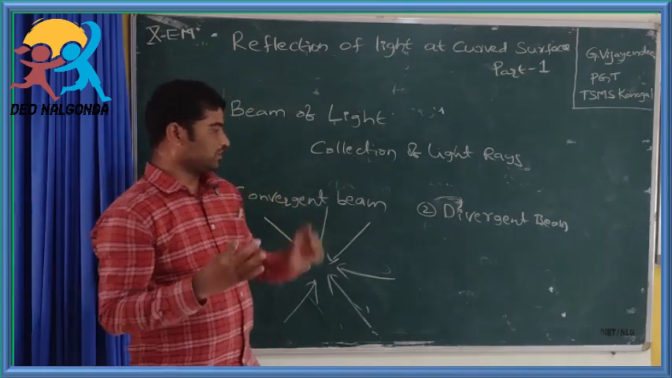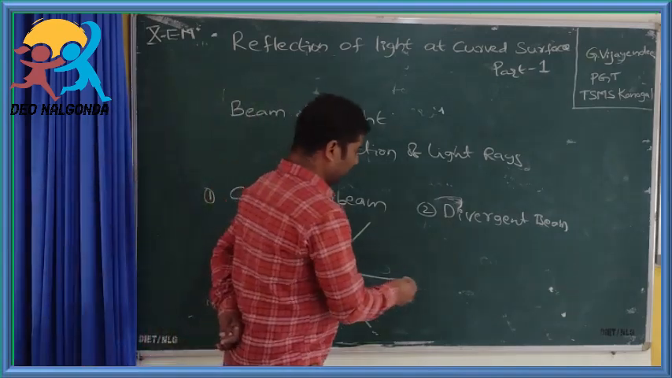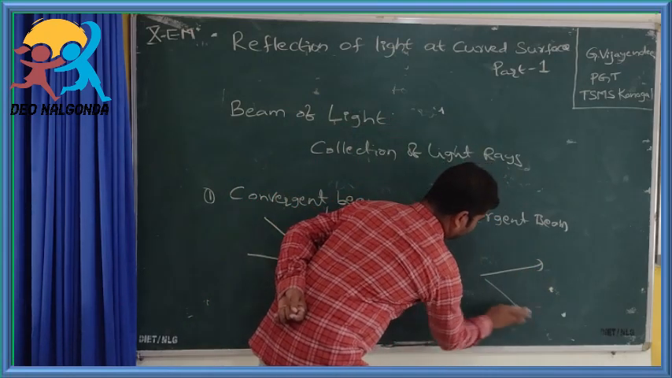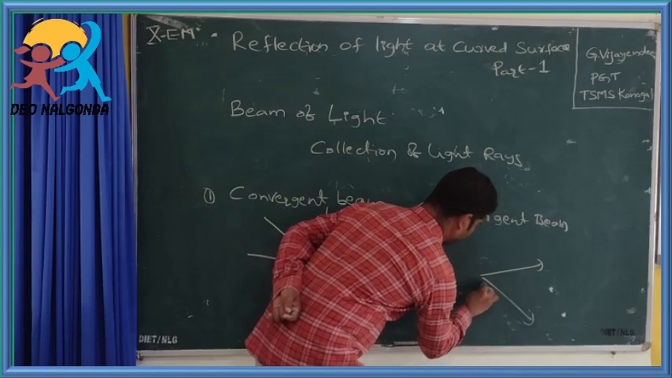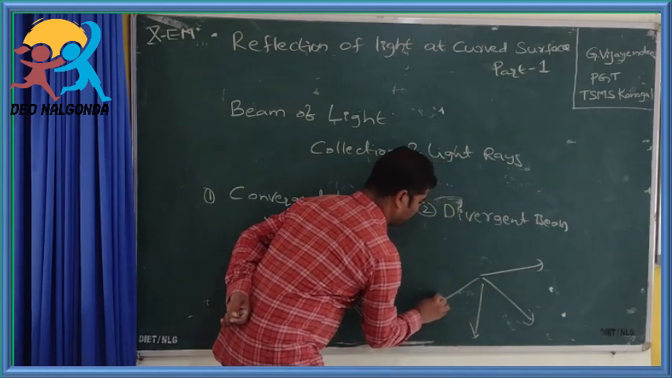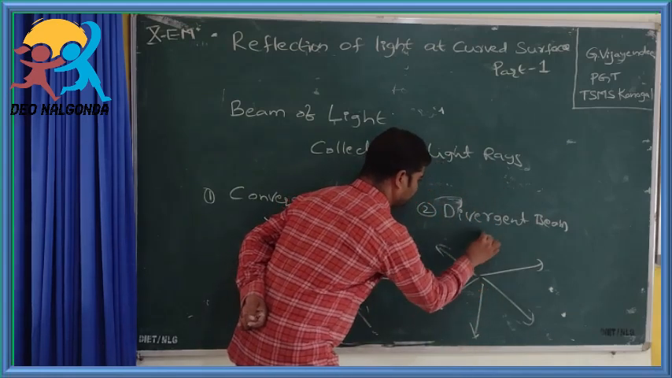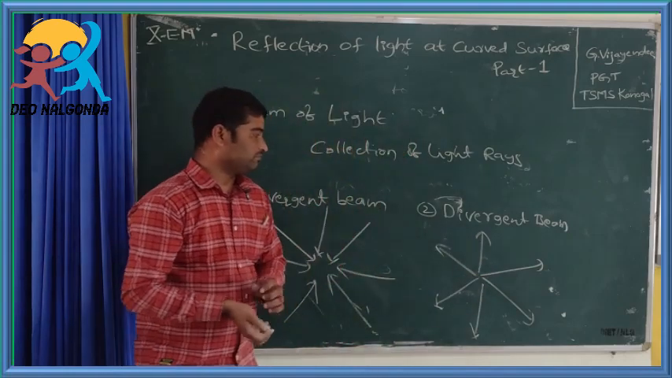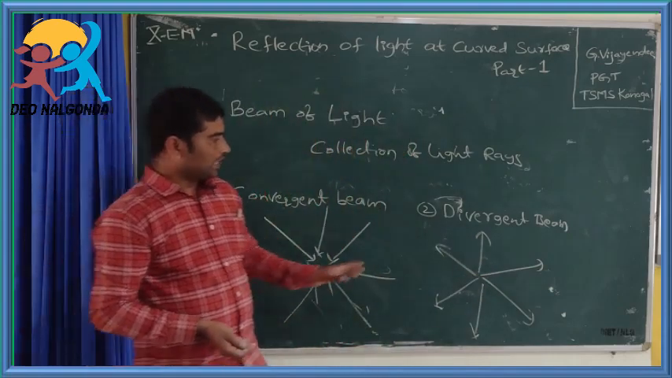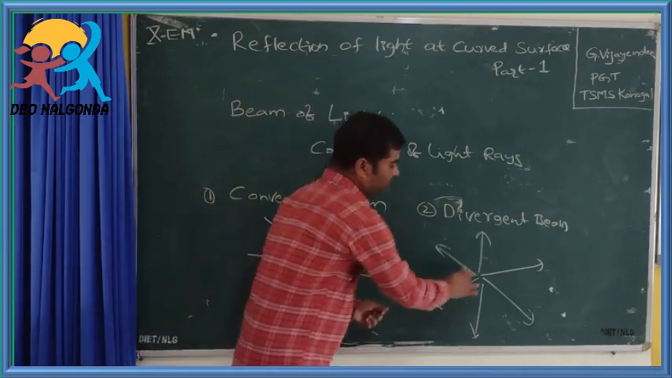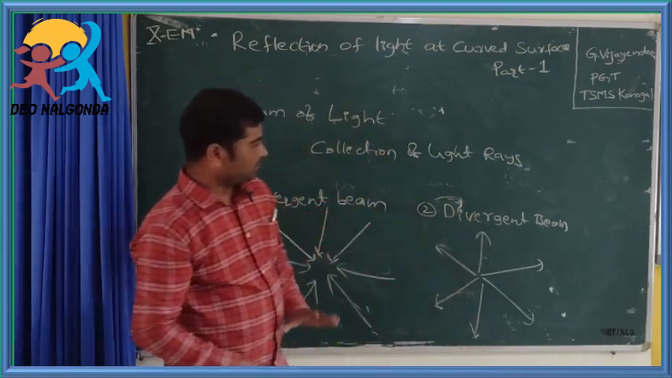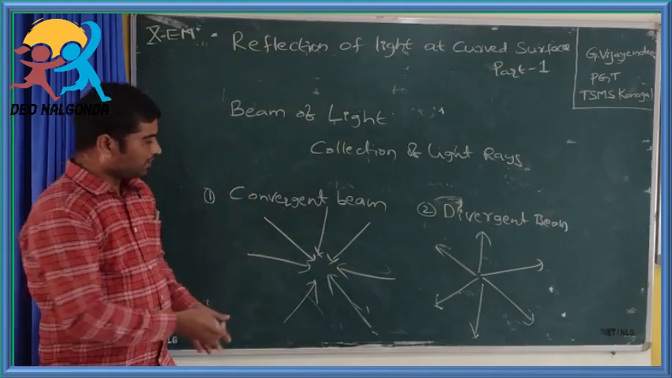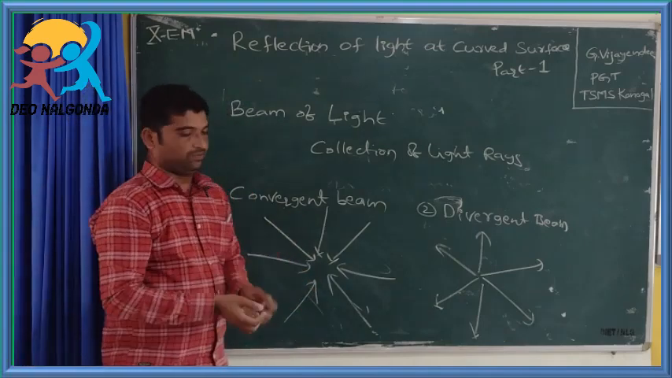Divergent means disperse. If the light rays are moving away from the point, such type of beam is called a divergent beam. Divergent beam: all light rays are moving away from a point. Convergent means all light rays are coming towards the point.